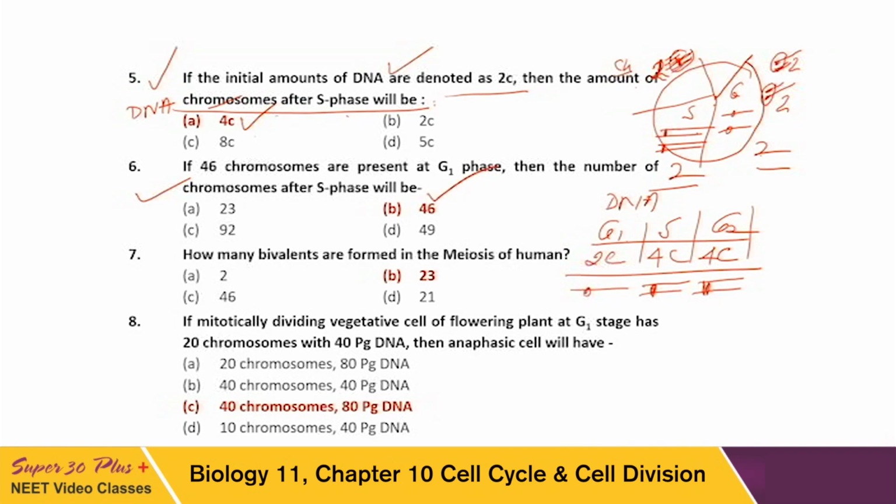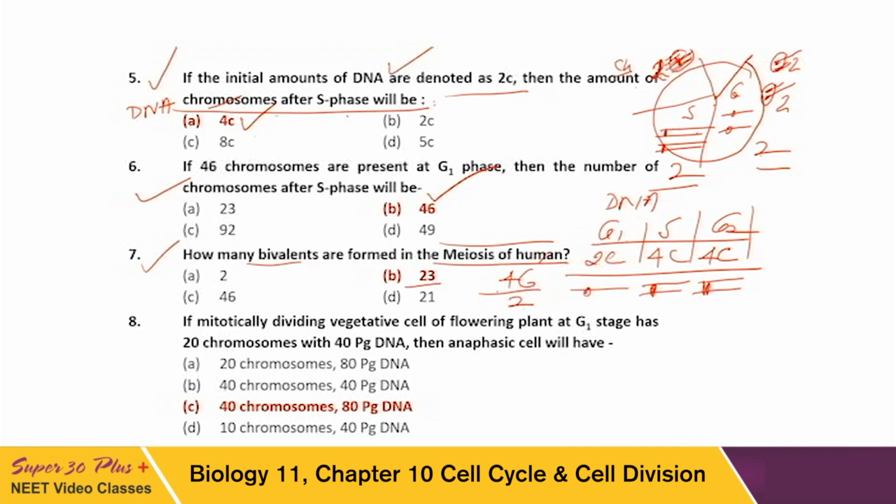Number of bivalents, you can recall what I told you right now. Number of bivalents is equal to the number of total chromosomes divided by 2. Meiosis in human is having how many chromosomes? That is 46 divided by 2. That will be 23.